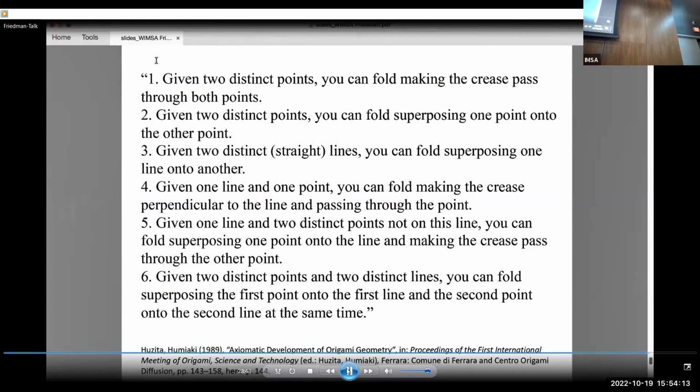Now, I will not read all these operations. Let's just read the first and the last one. So the first one is: given 2 points, you can fold, making the crease pass through both points. The last one is the most interesting one. Given 2 distinct points and 2 distinct lines, you can fold, superposing the first point onto the first line and the second point onto the second line at the same time.